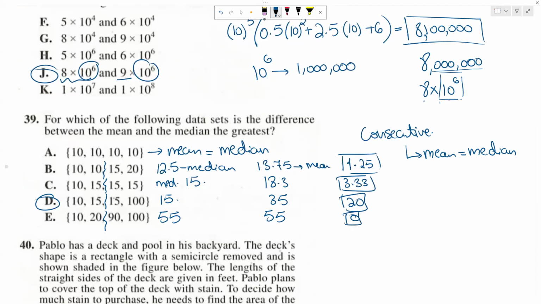Do you guys understand? So for the first one we skipped actually calculating the mean and median because they're exactly the same number, just for the first one. For all the others, we have to actually calculate the mean and median and check the difference. The biggest difference is the one we select.